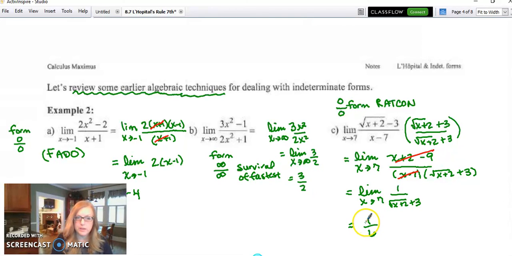All right, we'll stop this video here. We'll pick up in part 2, where we actually say, now, how can we work these problems using another technique, which is called L'Hopital's rule.